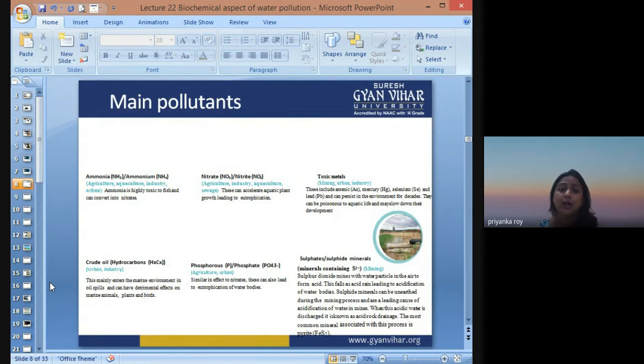So ammonia comes from agriculture, aquaculture, industries and urban waste. Ammonia is highly toxic to fishes and can convert into nitrate. Okay, so when ammonia or ammonium converts into nitrate, that becomes very acidic. It is also very toxic to the fishes in the water or aquatic life forms.